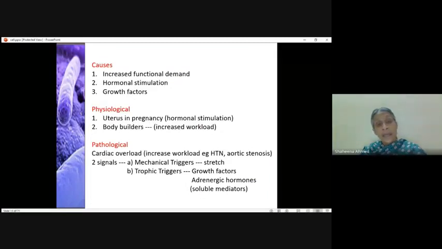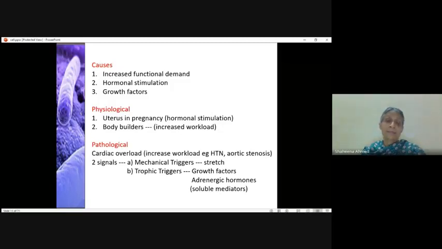Causes, there can be increased functional demand, due to which an organ increases in size. There might be some hormonal stimulation, or there might be some growth factors involved in this. If you look at physiological hypertrophy, uterus is a classical example in which there is hormonal stimulation, due to which the size of the cells, they increase.